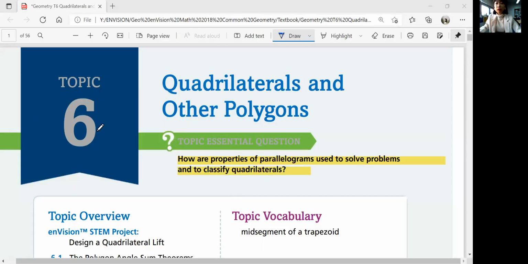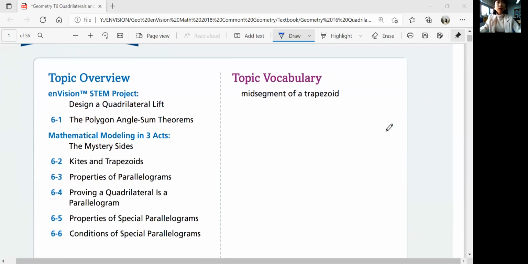Hello, this is geometry. In this video, we will jump into topic 6, quadrilaterals and other polygons. How are properties of parallelograms used to solve problems and to classify quadrilaterals would be our essential question of the topic. In this topic, we have 6 lessons total. We will start with lesson 1, the polygon angle sum theorem today.